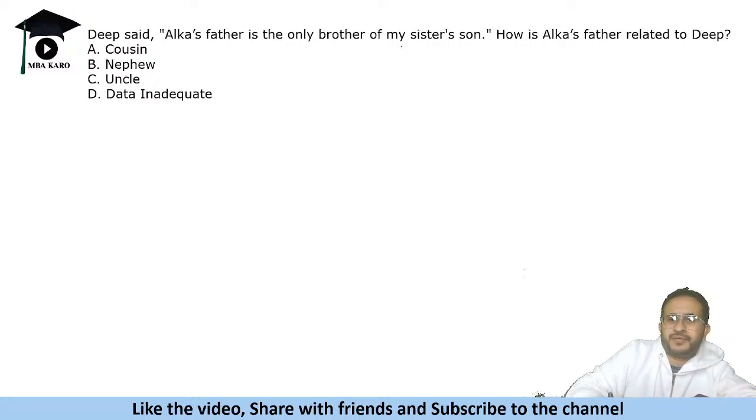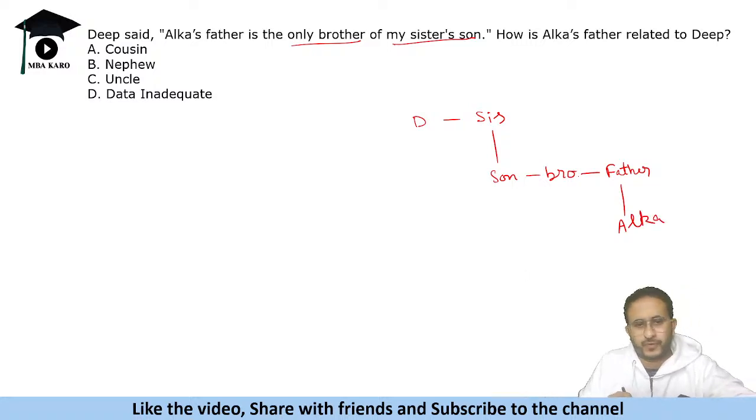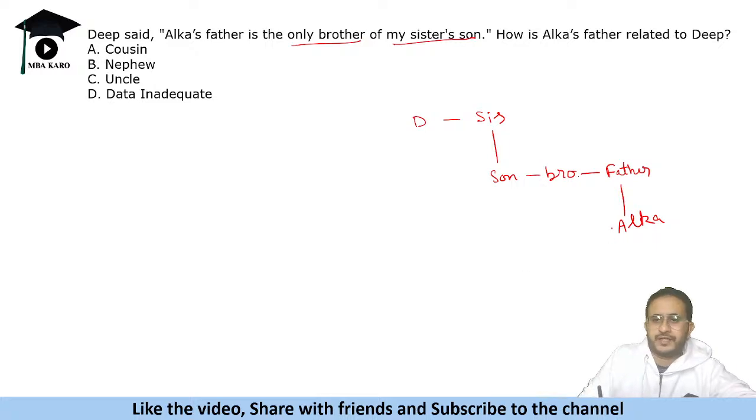So Deep said, my sister's son. Okay, so Deep's sister, her son. Okay, only brother of. So this person's brother. Okay, who is this? Alka's father. This person is the only brother of Alka's father. So this is father of Alka. Okay, so that is the tree that we will get, right? So Alka's father, only brother of this.